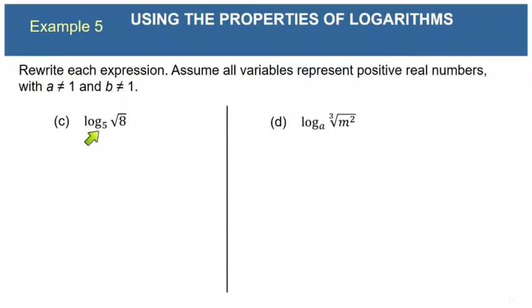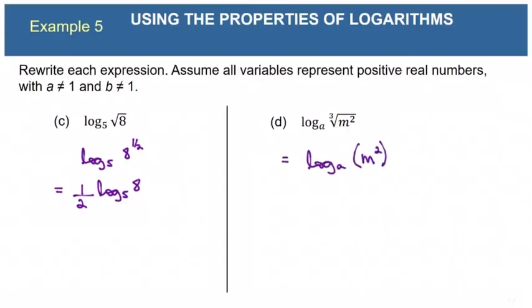Continuing with example 5, now let's look at log base 5 of the square root of 8. So of course we need to take the 8 out of its radical and write it as log base 5 of 8 to the 1/2. And now we can use the power rule to move the 1/2 power down to the coefficient position. So we've got 1/2 log base 5 of 8. And now let's look at part D. We have log base a of the cube root of m squared. Well, the first thing I would do is take that cube root radical away and write this as the 1/3 power.